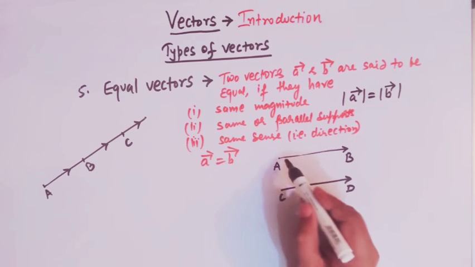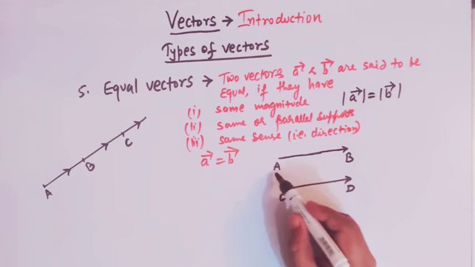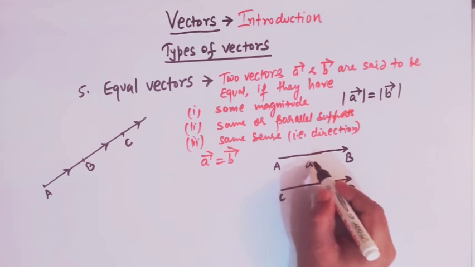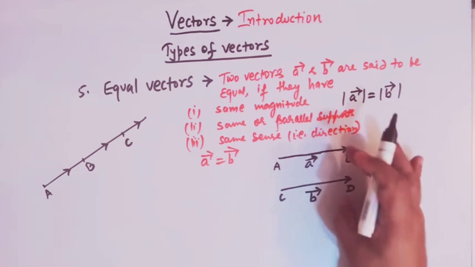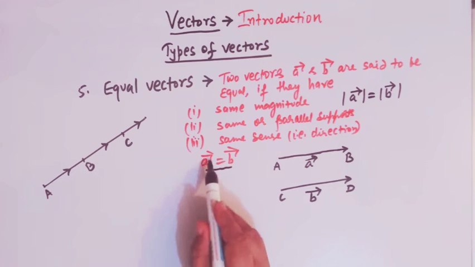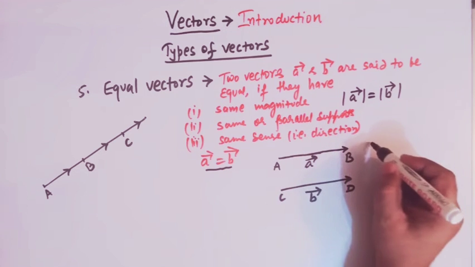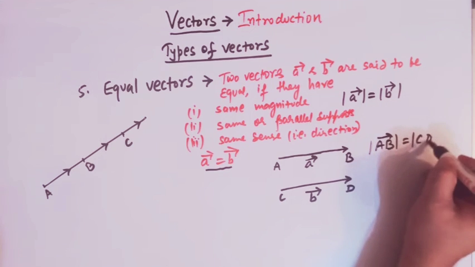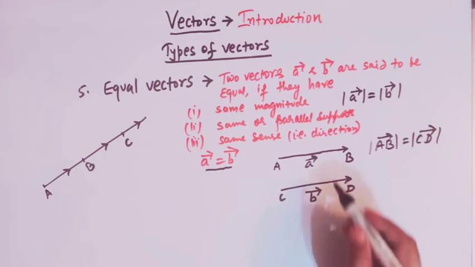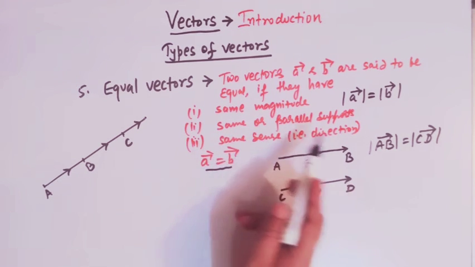Now here let us take these two figures. So viewers, here we have two vectors. Here we have vector AB, and let us call this vector A, and here the vector CD, right? Now these two vectors are said to be equal, that is vector A is equal to vector B, if they have the same magnitude. So if the length of vector A is equal to the length of vector CD, the first condition is satisfied, and the second is same or parallel supports.